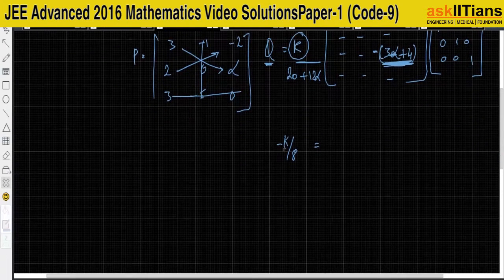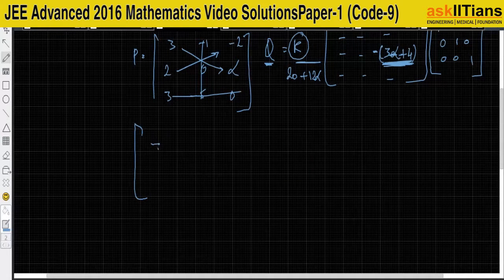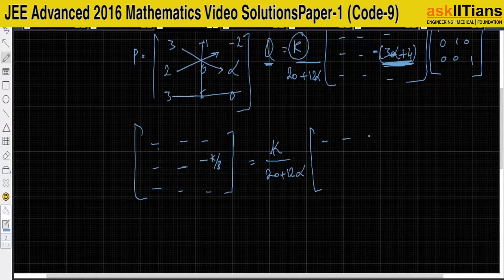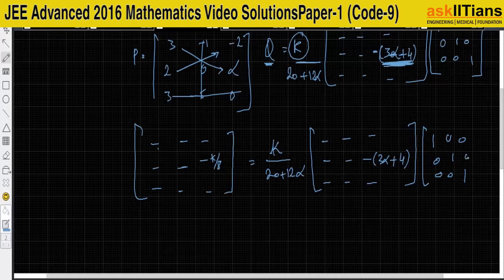If I show you the entire picture, the Q matrix is there on the left hand side. Q matrix has other elements, but this element is known, this element is minus K by 8. Other elements we are not concerned about. Here I have K divided by 20 plus 12 alpha, and into this. This element is minus of 3 alpha plus 4, and this multiplied by I. Now we need to compare this element on both sides. So from here I'll get minus K by 8.